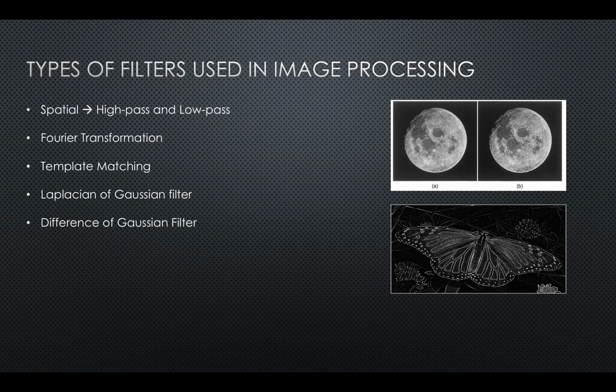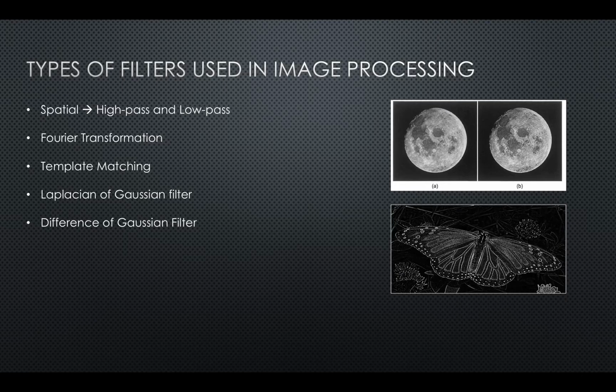Next up, we have the Laplacian of Gaussian filter, which basically acts as an edge detector. It's useful for detecting edges that show up at different image scales. And last but not least, the difference of Gaussian filter removes high-frequency detail, which may sometimes include random noise that can mess with an image or a video.